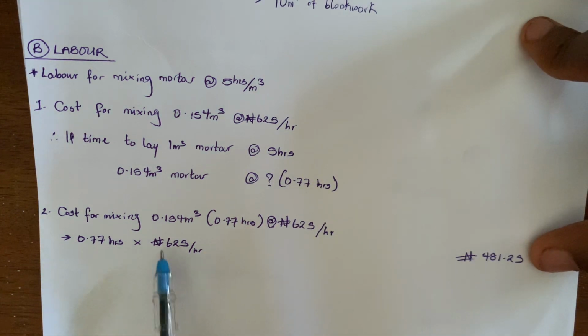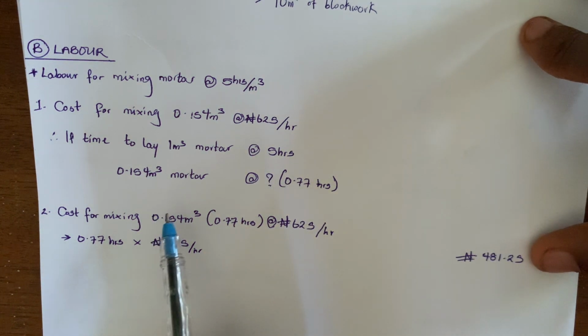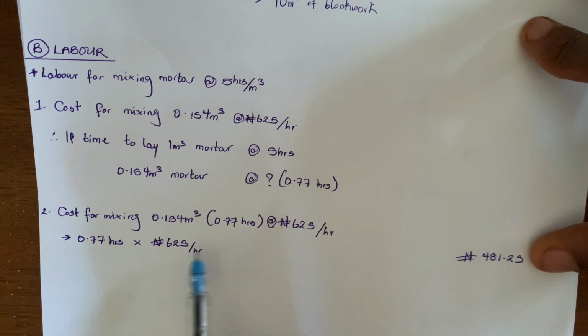So doing this, you've costed the labor for mixing 0.154 meter cube of mortar. So the next thing we're going to be looking at is the labor for laying the blocks.